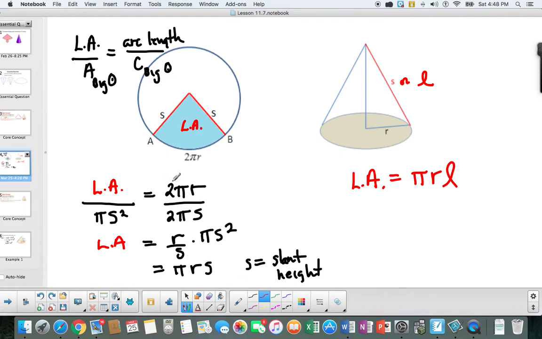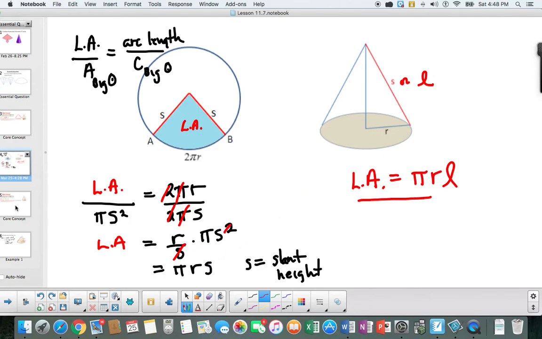What we can do is reduce, and then I'm going to cross multiply, and when I do that I'm going to get one of the s's to reduce, and then I'm going to get pi r s, where s represents this slant height. It represents the radius of the big circle. Now in mathematics we a lot of times call this L for slant height. So I'm going to take this S and I'm going to write L.